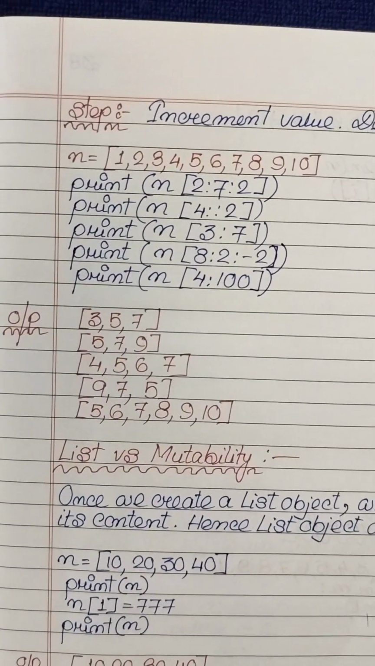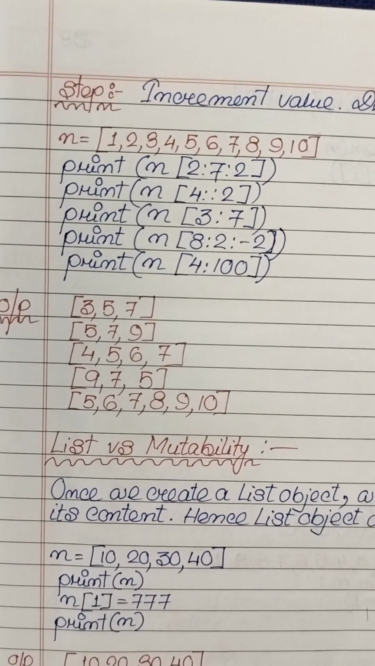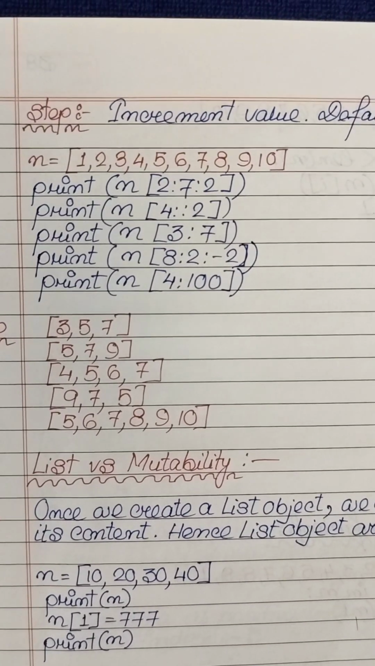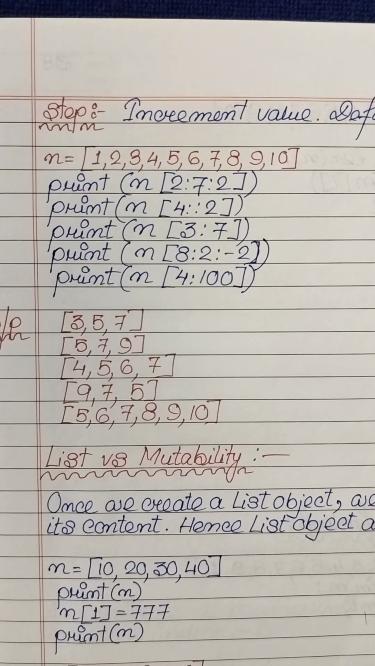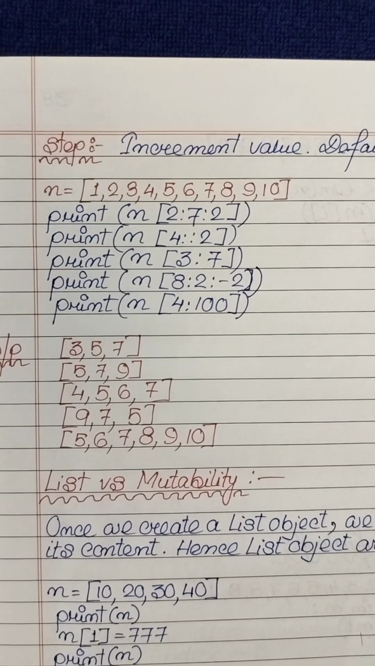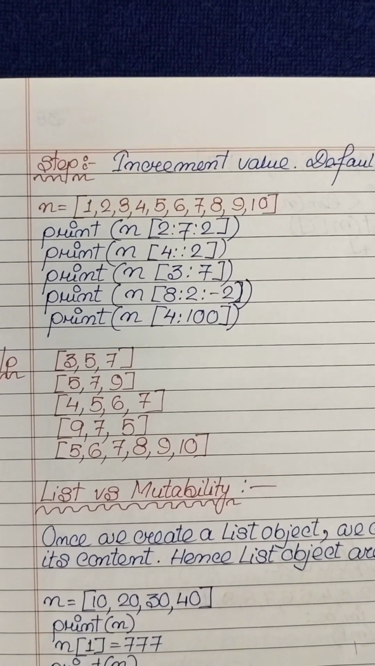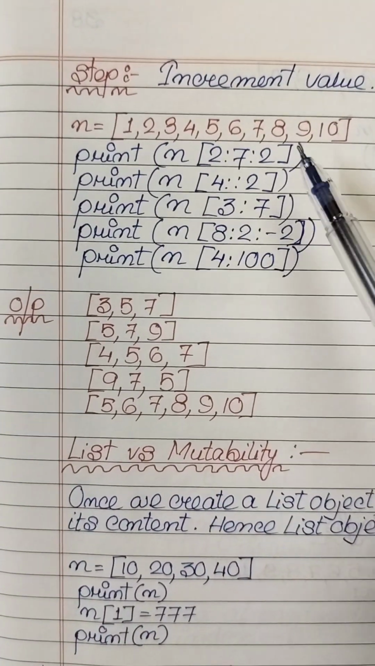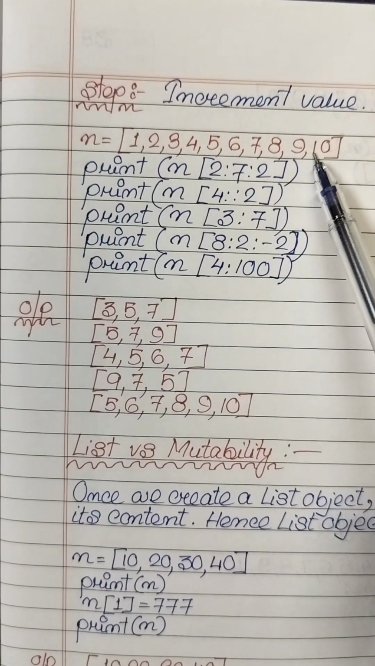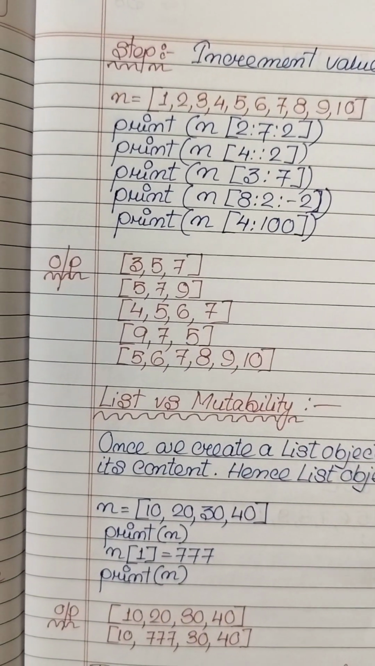Now print n[4::2]. That means the starting value is 4, the stop value is not given and the step value is 2. That means start from the 4th position. In the 4th position we will get 5. Then 5 plus 2 is 7, and it will run up to the last element. 7 plus 2 is 9 and 9 plus 2 is 11. 11 is not present in the list. So 5, 7, 9 is the answer.